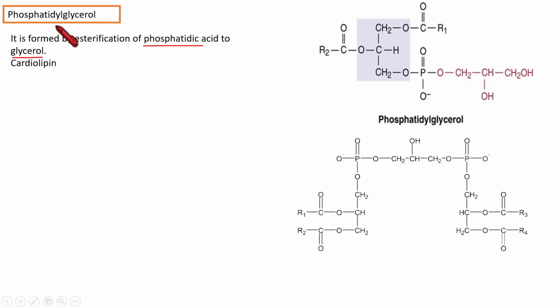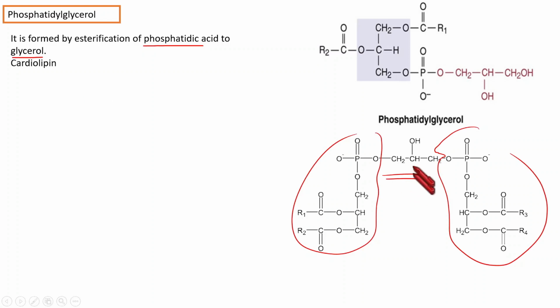Then such a phosphatidylglycerol example is cardiolipin. What is the peculiarity of cardiolipin? Here, 2-phosphatidic acid is linked with 1-glycerol. So that will form the cardiolipin. 2-phosphatidic acid.